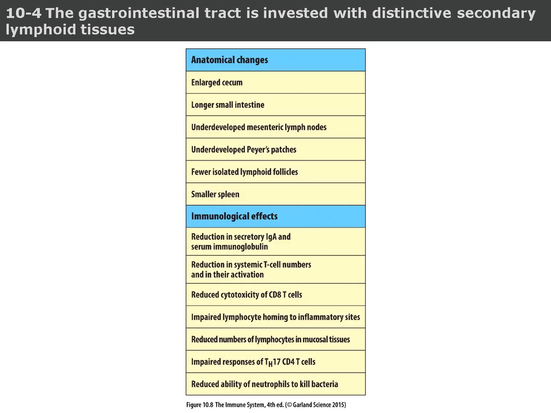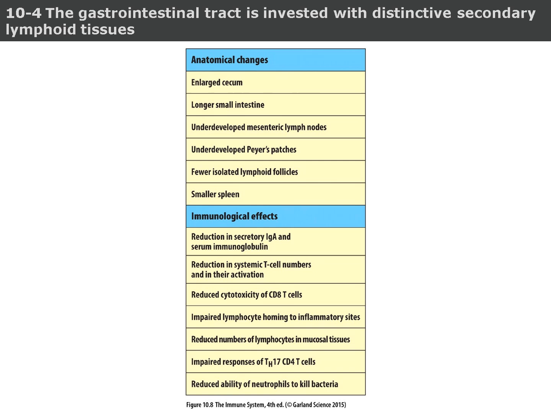When the gastrointestinal tract lacks exposure to commensal microorganisms, we observe both anatomical and immunological consequences. Anatomically, the cecum becomes enlarged, the small intestine lengthens, and lymphoid organs like the mesenteric lymph nodes, Peyer's patches, and spleen are significantly underdeveloped or reduced. Immunologically, there's a notable decline in secretory IgA and serum immunoglobulin levels. T cell counts drop, and their activation is impaired, especially in mucosal tissues. CD8 T cells lose cytotoxic potency, T helper 17 cells underperform, and neutrophils struggle to kill bacteria.